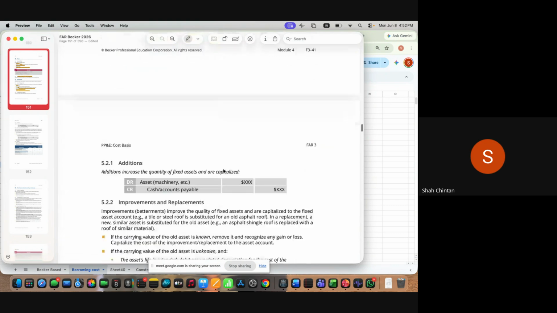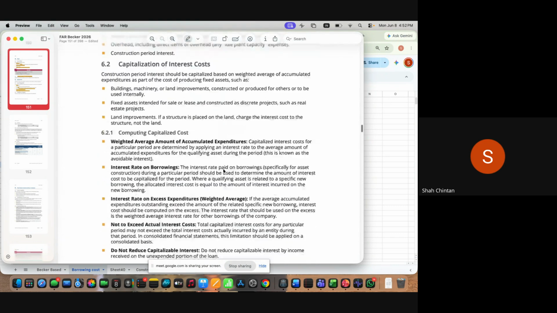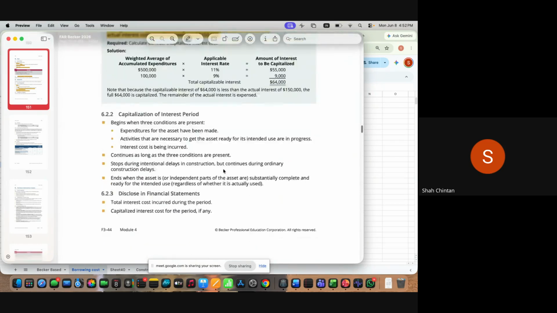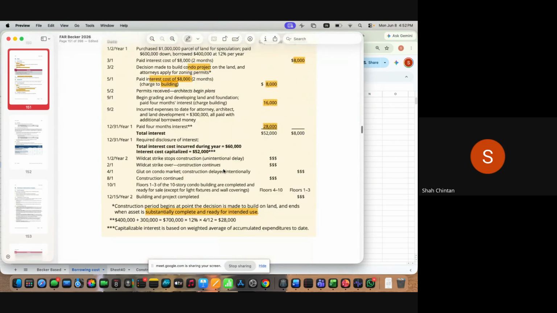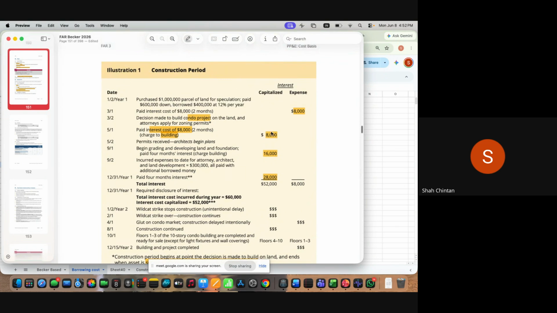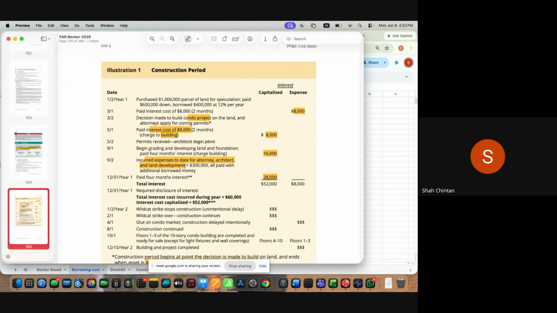But right now the example is more focused on the interest aspect: the interest you have also incurred on top of this, will that interest be capitalized, meaning it goes to the asset account, or is that interest an expense that goes to the P&L? So all these expenses of attorney, architect, land development, everything will be capitalized only. However, the main purpose is to know whether the interest expense will be capitalized or will go to the P&L.